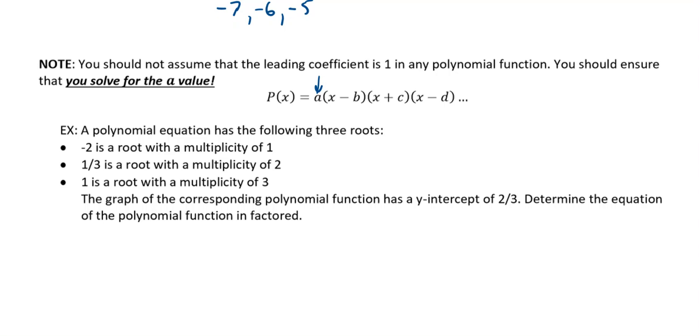So, okay, this one says a polynomial equation has the following 3 roots. So it has a negative 2 is a root with a multiplicity of 1. Okay, so that would be like an x plus 2. What about this one, though? 1/3 is a root with a multiplicity of 2. What would that look like?